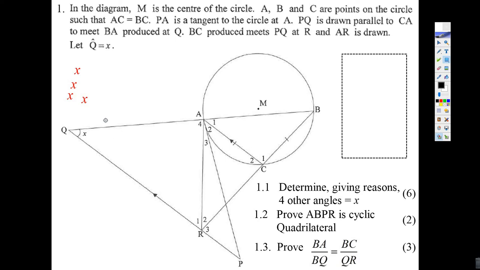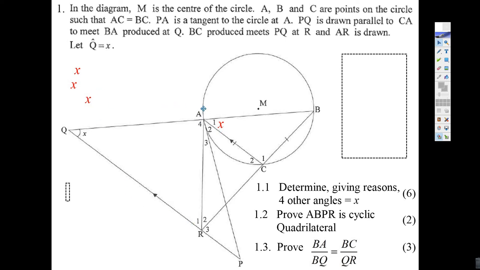Determine, giving reasons, other angles that equal X. Well, we've got that this angle right here is equal to X. This angle here is equal to X, Q. Well, A1 must be equal to X, and why is that? Well, because A1 is a corresponding angle with these parallel lines AC and QR. So we say that A1 is X because of corresponding angles, AC parallel to QR.